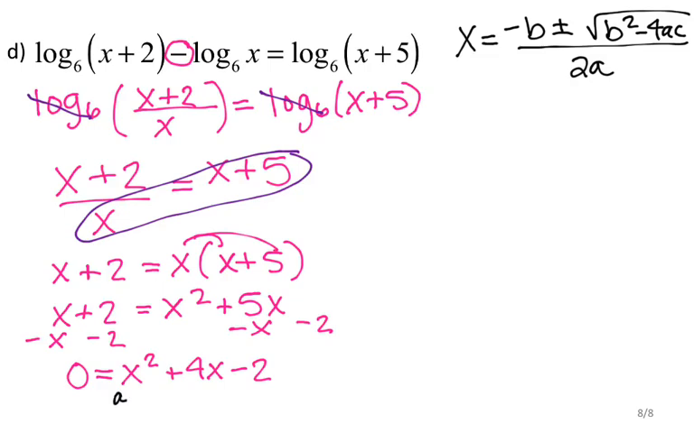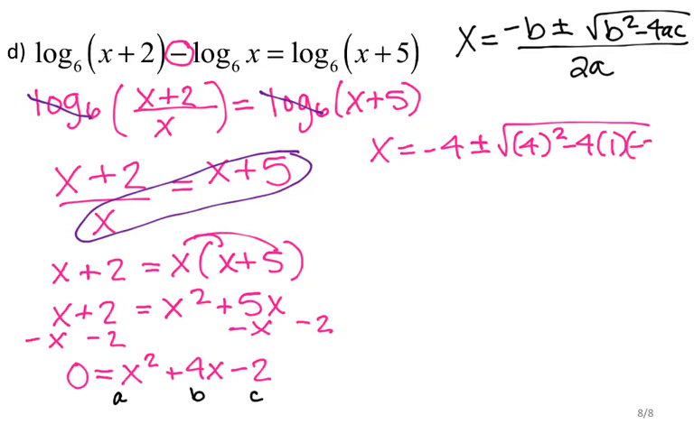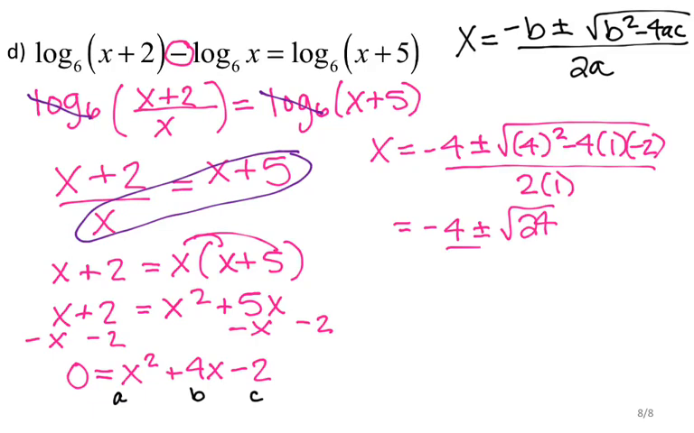I have ax squared, bx, and c. So a is 1, b is 4, and c is negative 2. So let's run through this formula. So b is 4, so I have negative 4 plus or minus square root 4 squared minus 4 times a, which is 1, times c, which is negative 2, all over 2 times a. That gives me negative 4 plus or minus square root of 24 over 2. I'm going to calculate this as a decimal, because I want decimal approximations for my answers.